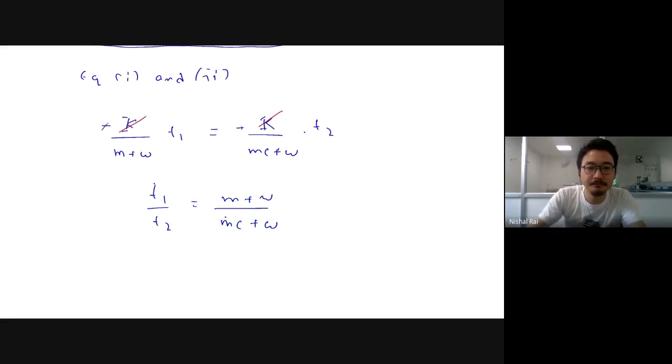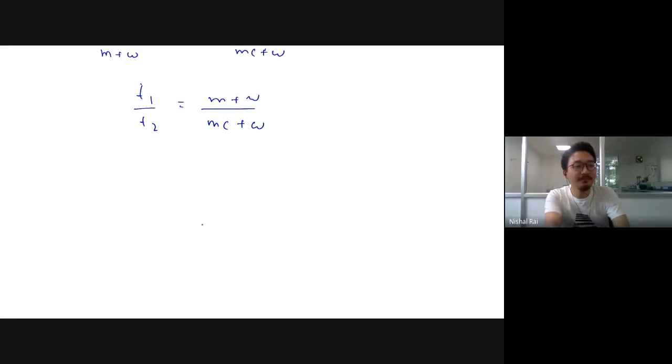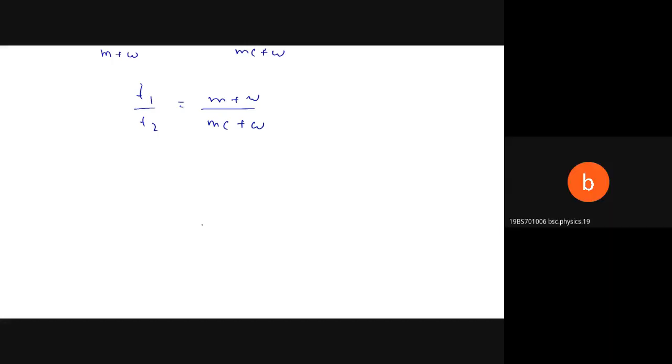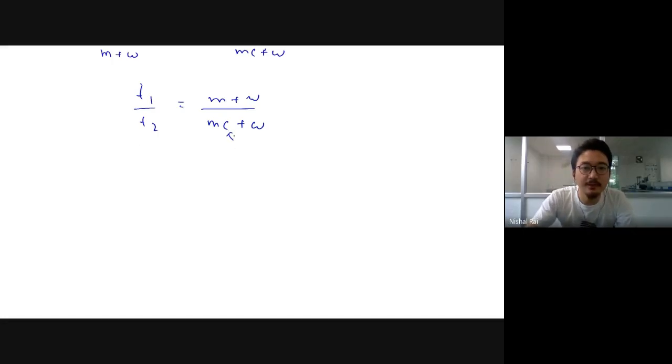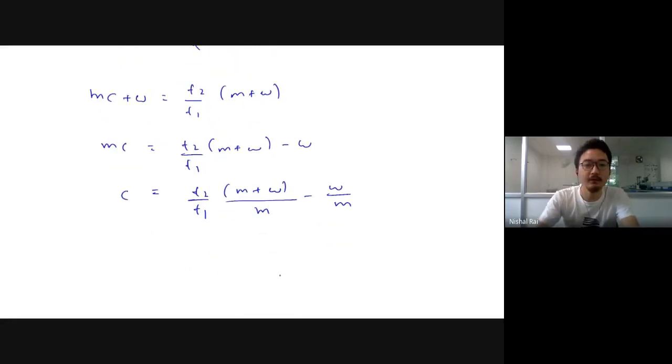So what was the whole idea of doing this? What were we finding? Yeah, Deepika, continue. Specific heat of the liquid we were finding. Okay, we want to find C, which is given over here. Can you see? Yes, sir. So we will bring it to this side. M plus W. MC you can write as T2 by T1 into M plus W, minus W. Or C can be written as T2 divided by T1 into M plus W, minus W, by M.